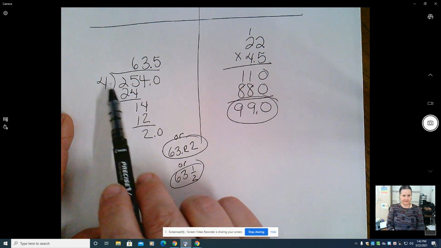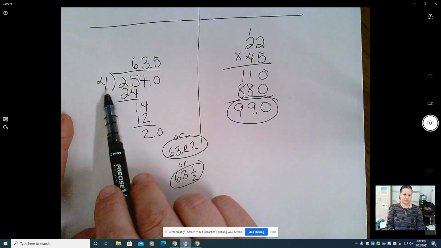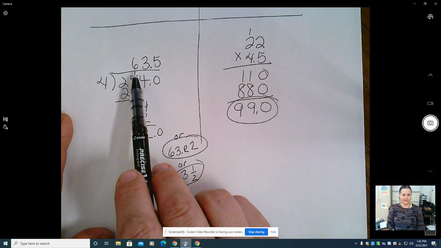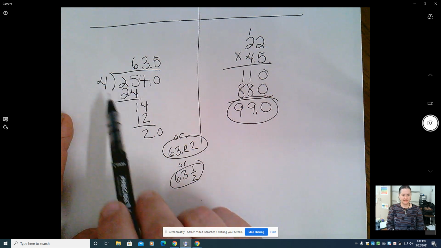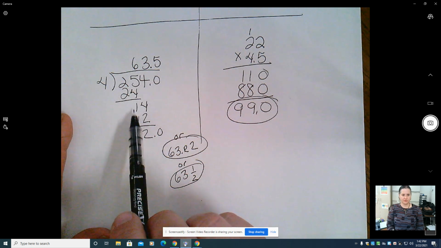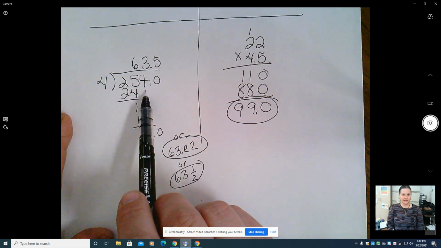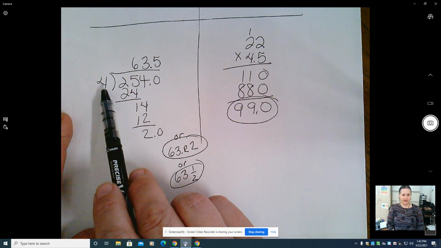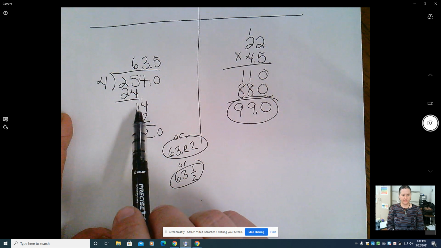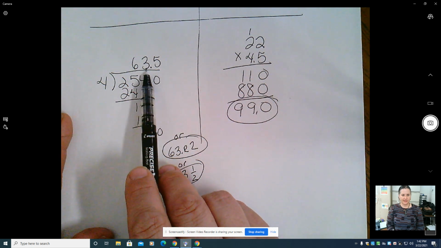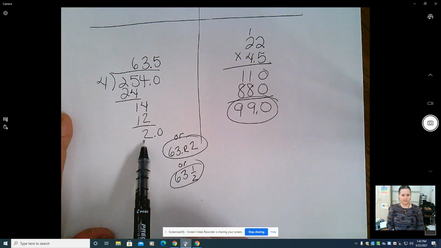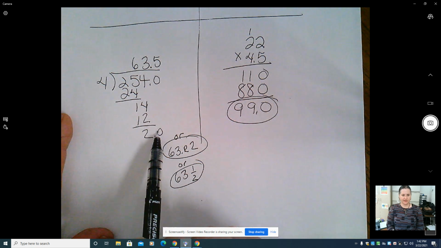We look to see, can 4 fit into 2, and it doesn't fit, so we go into the 24. That'll fit 6 times. 6 times 4 is 24. Subtracting and getting 1, bringing down that next digit. How many times will 4 go into 14? 3 times. 3 times 4 is 12. You subtract, get 2, bring down a next digit.